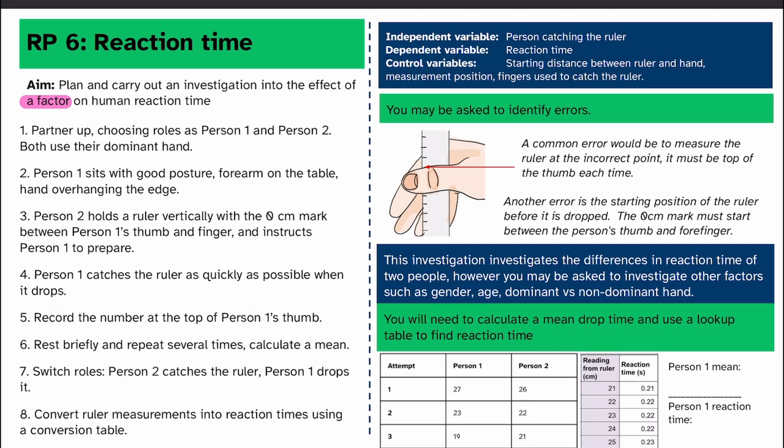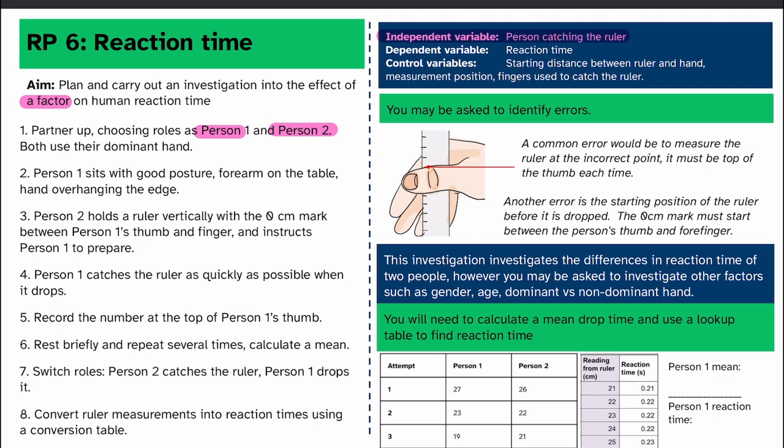Now this is the practical that we do in school, that's advised by AQA, but the fact that the spec says a factor means that actually they could ask you about changing other things. So I'll get into that in a little bit more detail. I've done the basic one that you'll have probably done in school. The thing I am changing, the independent variable, is just going to be the person catching the ruler. So we're just going to start out with two people. We've got person 1 and person 2. Very exciting names, but that's what we'll refer to them as.